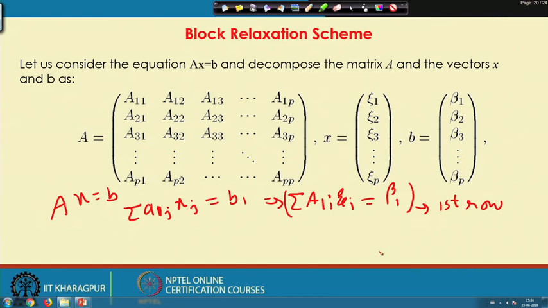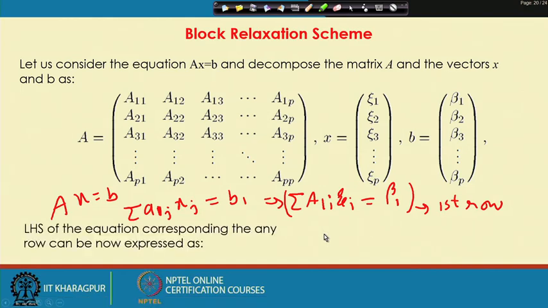Beta 1 has a number of elements, the first row of this particular element. So, we can say that the left hand side of this equation, which is A1j xj or Aij xj for any particular row i, can be expressed as the summation of Aij xij.